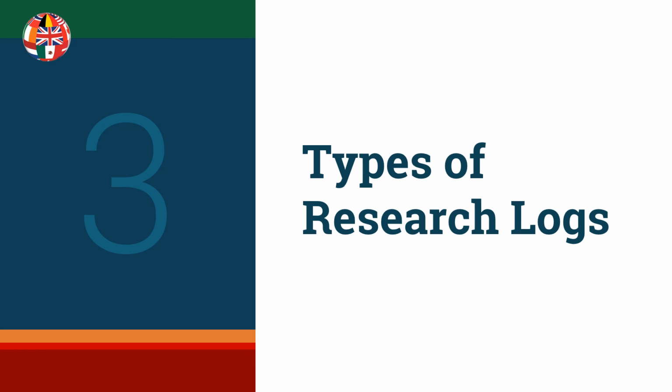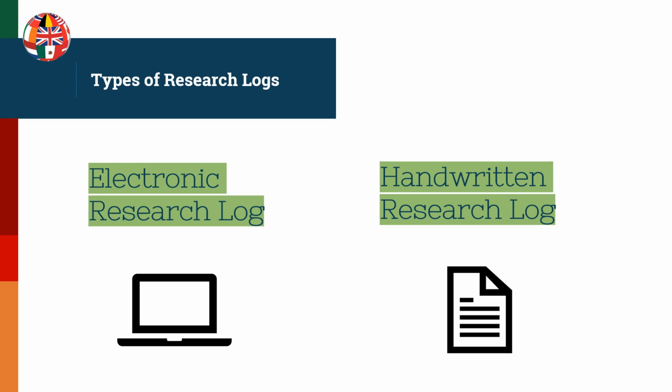There are different types of research logs, and we will talk about two of those today. There's the electronic research log and the handwritten research log. For accreditation, you will need to submit a research log in a PDF format. If you choose to have this be handwritten, then you will have to scan in your research log to submit it. If you choose to do this electronically, then it's a simple matter to create a PDF.